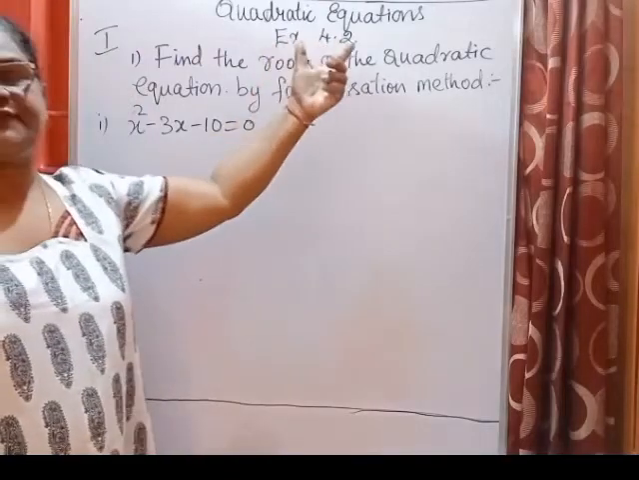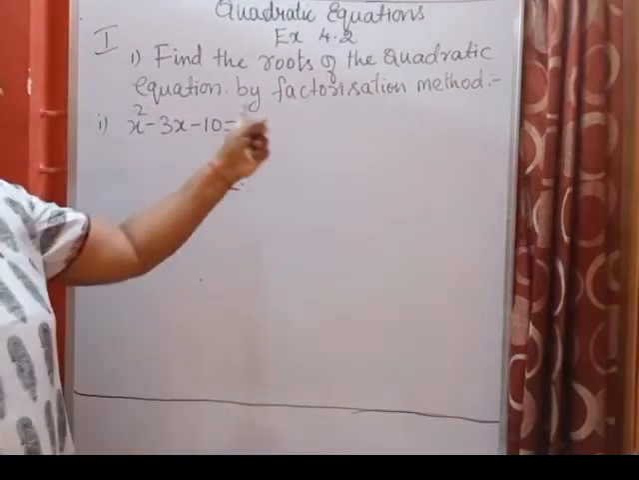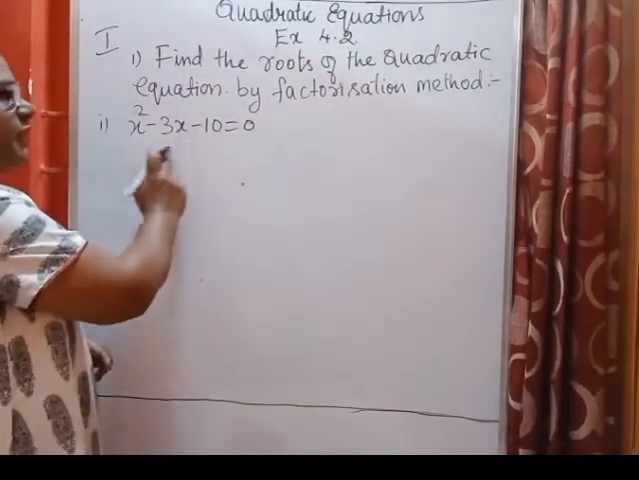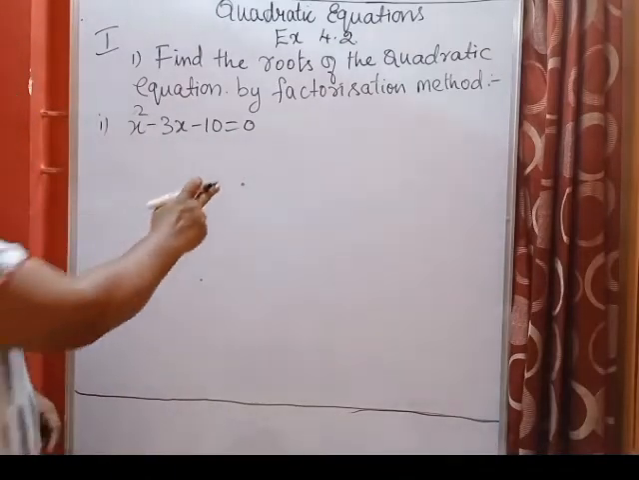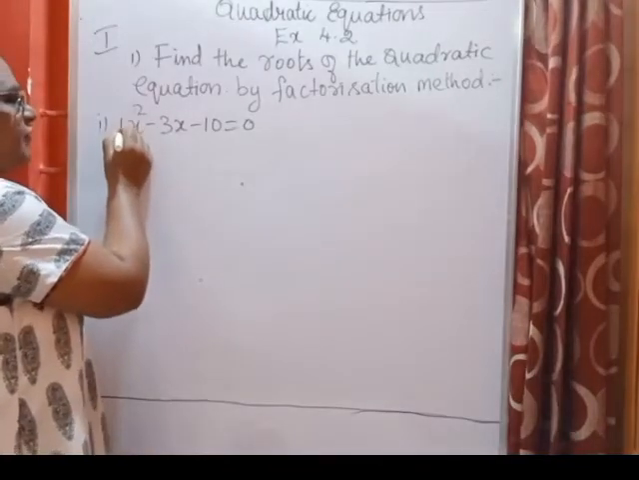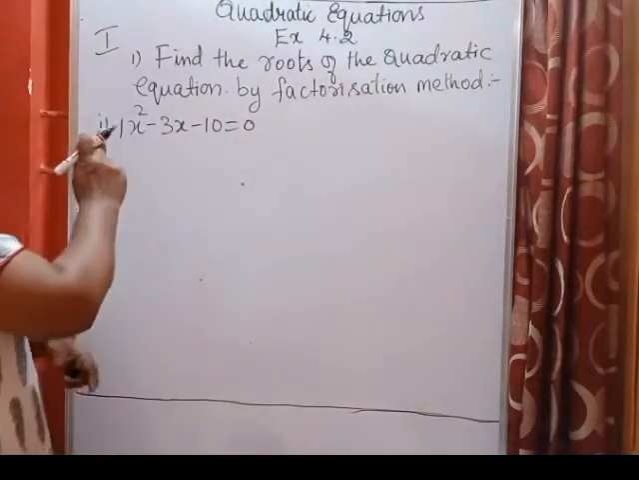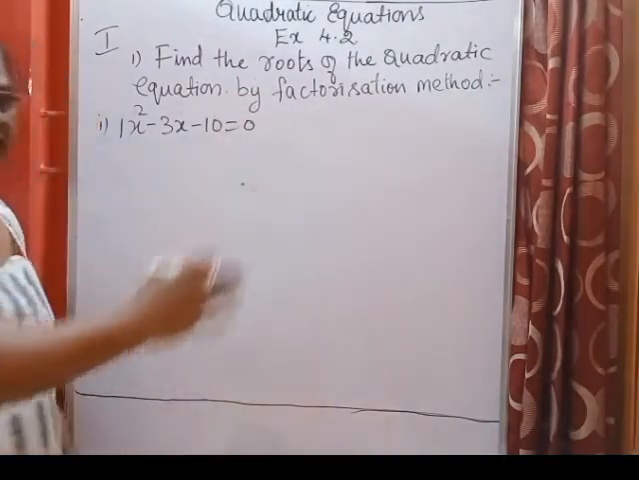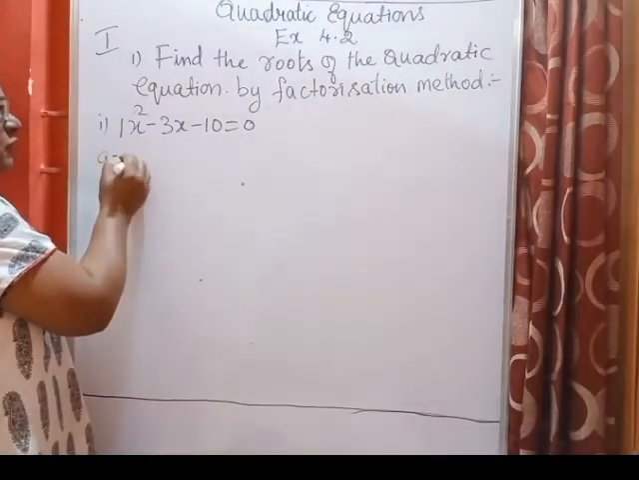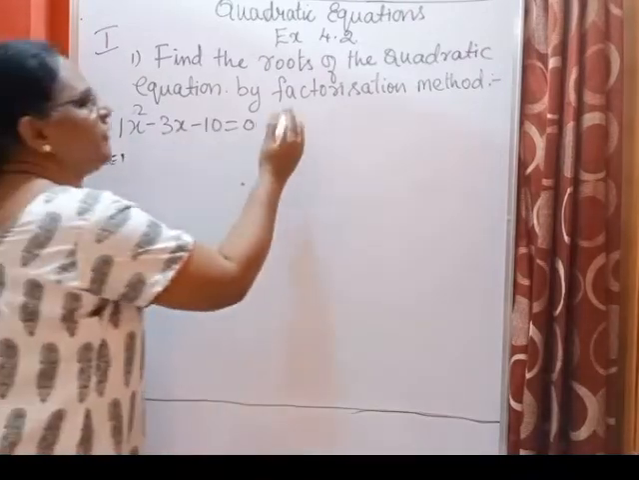So in this exercise 4.2, you first have to find the roots of the quadratic equation by the factorization method. The first problem is x square minus 3x minus 10 is equal to 0. As I told you, always the coefficient of x square should be equal to 1. Suppose it is some other number, then you have to multiply a with c and find the factors for that. Now the coefficient of a is equal to 1, so no problem. Now find the factors for 10.